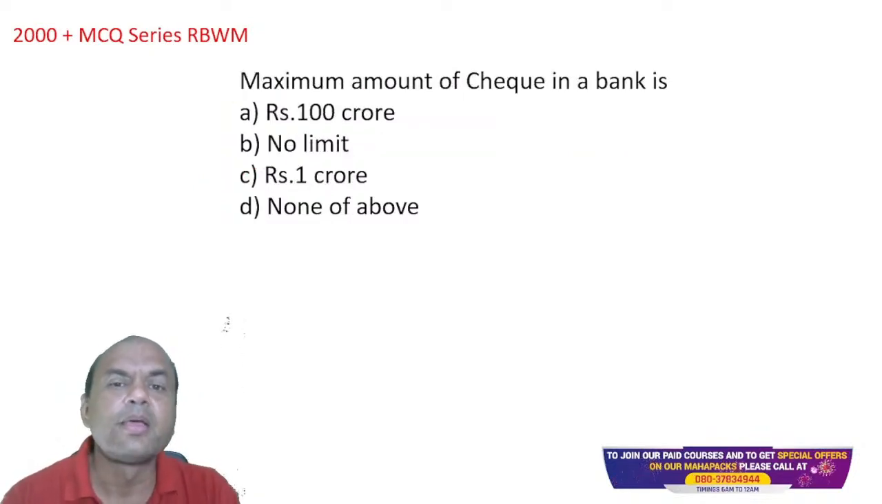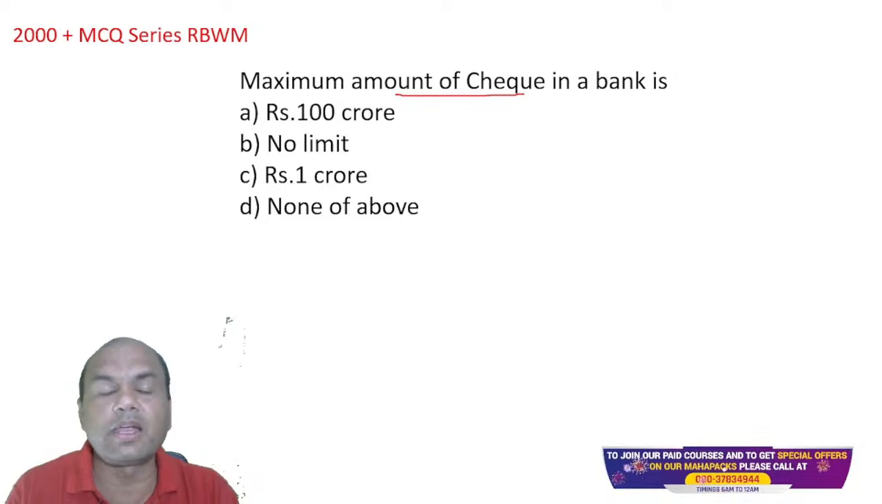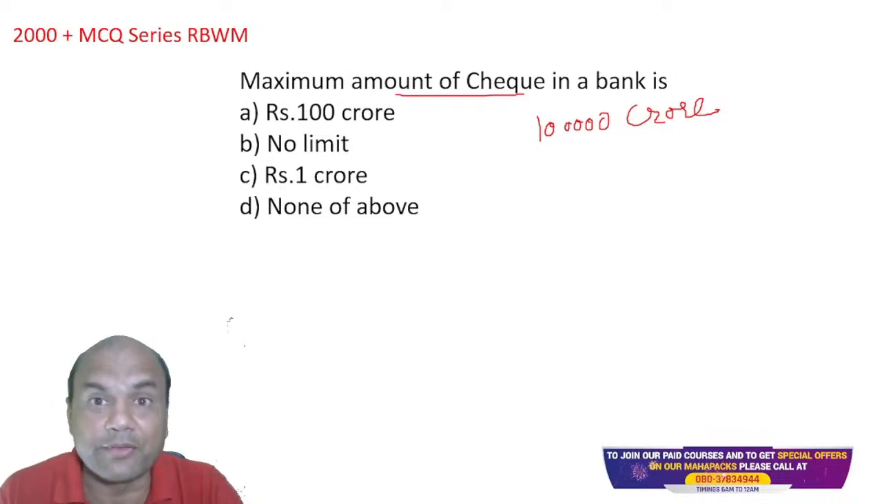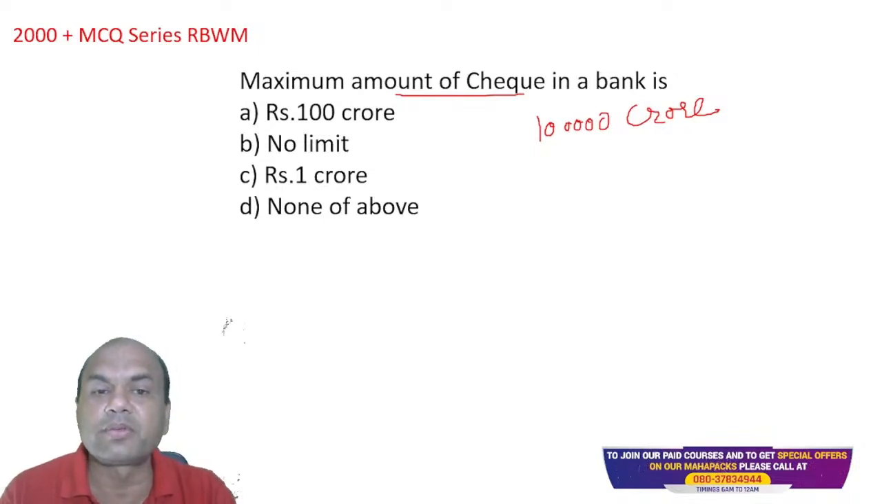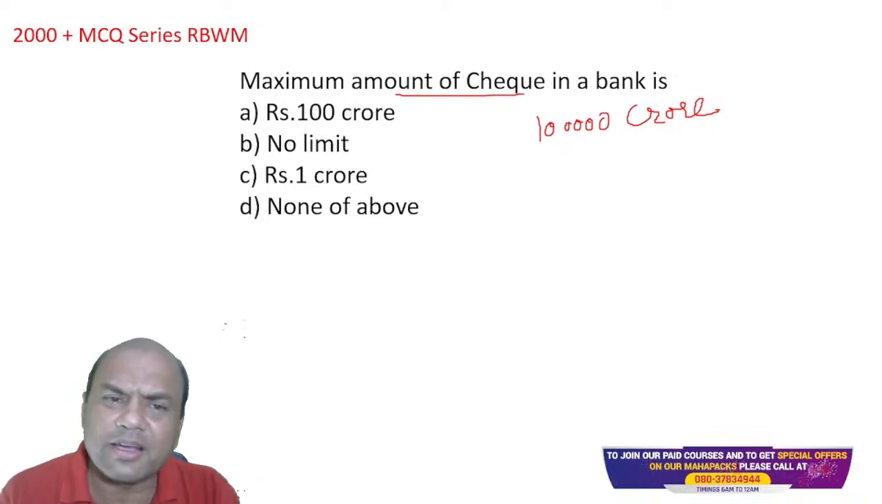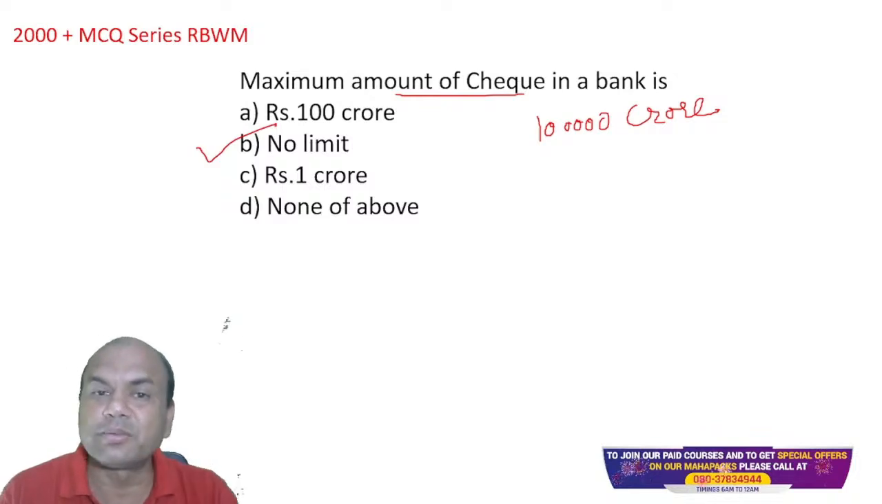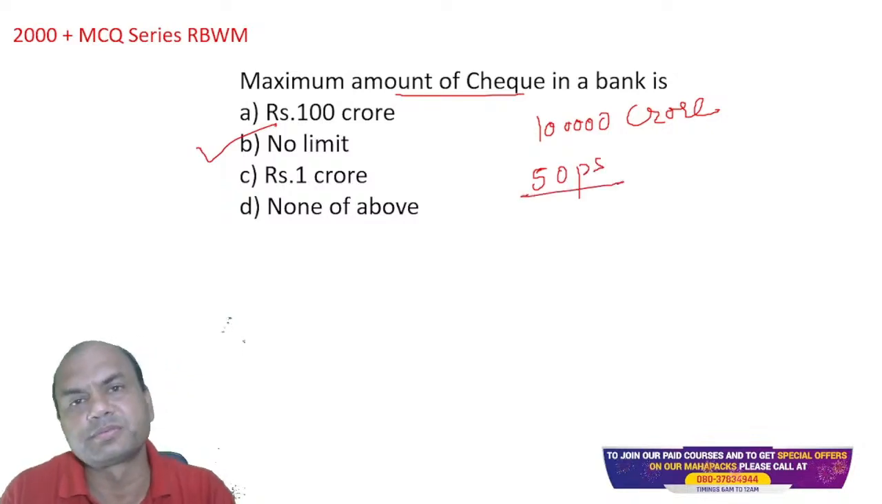Maximum amount of check in the bank is, so what is the maximum amount of check I can write? Tomorrow if I write a check to you of, let's say, 1 lakh crore, obviously if I have the balance. I don't have that much balance, neither do you. But can I write a check of this amount? 100 crore, no limit, 1 crore, none of the above. I can write, isn't it? No limit. I can write any amount of check. Minimum is also there. I can write a 50 paise check also. I can write a 50 paise check to you. Okay.